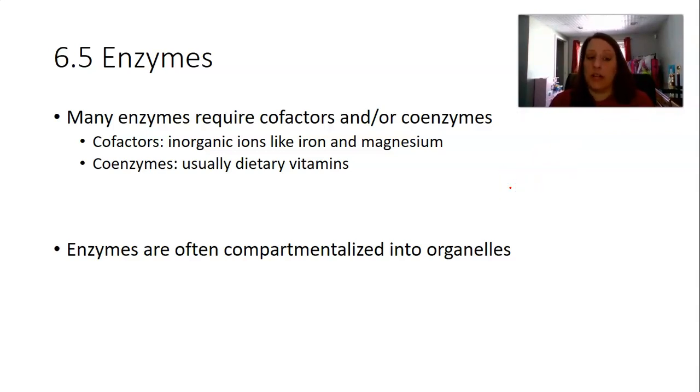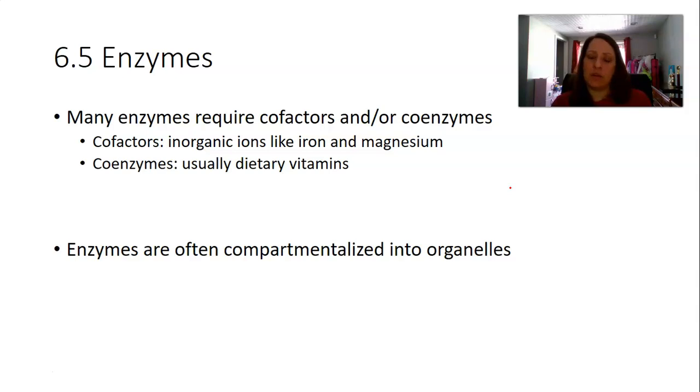Other ways in which enzymes are regulated: many enzymes require cofactors or coenzymes. Some cofactors are things like inorganic ions, like iron or magnesium. Those sometimes have to be bound to enzymes in order for them to work. And if they're not bound, the enzyme doesn't work. Coenzymes are a lot of dietary vitamins that you get every day from the food that you eat or from a multivitamin. Sometimes those are required also.